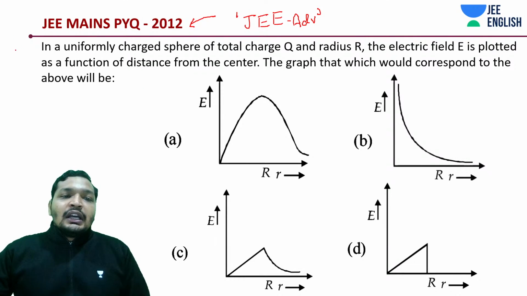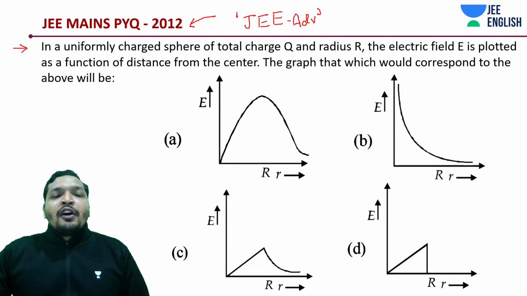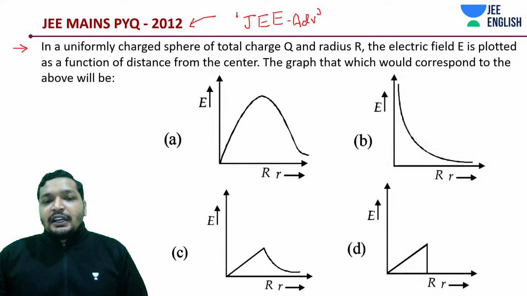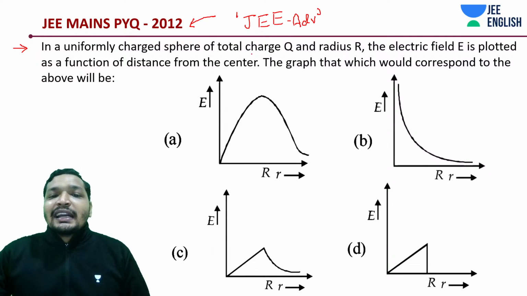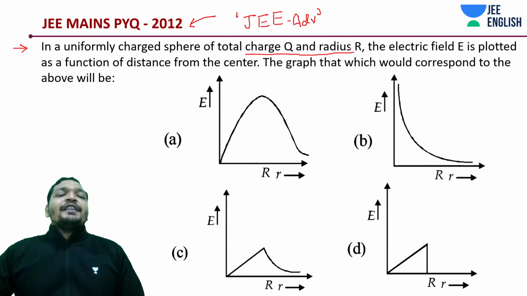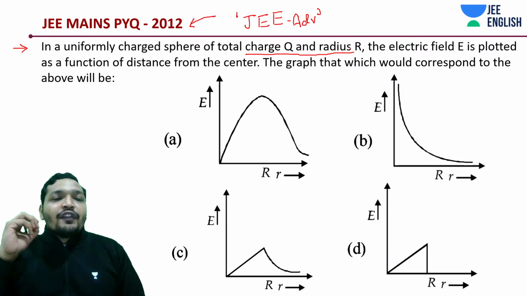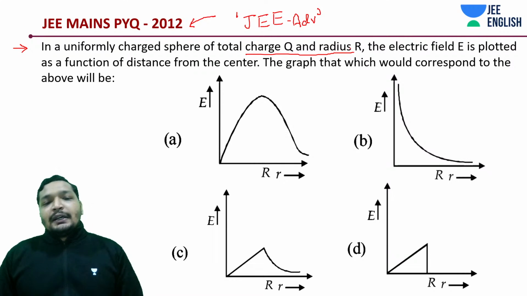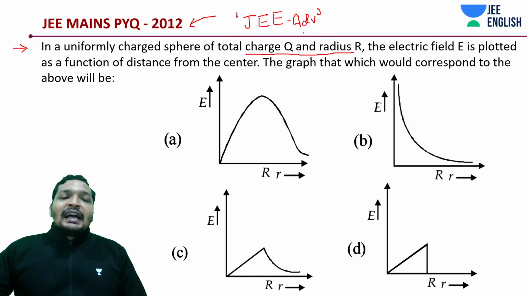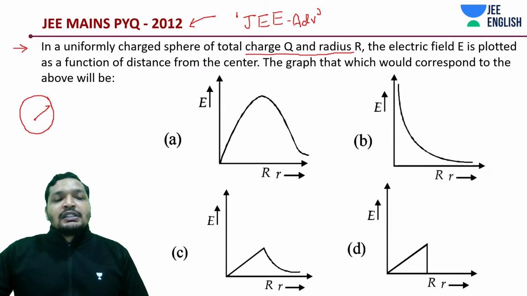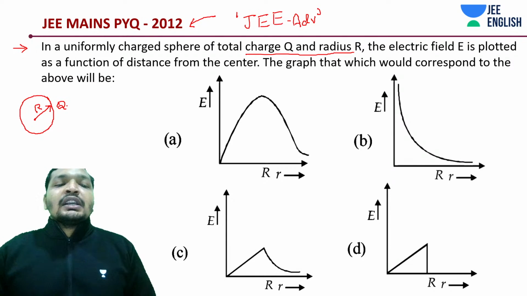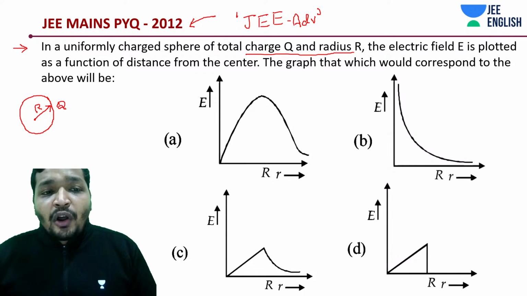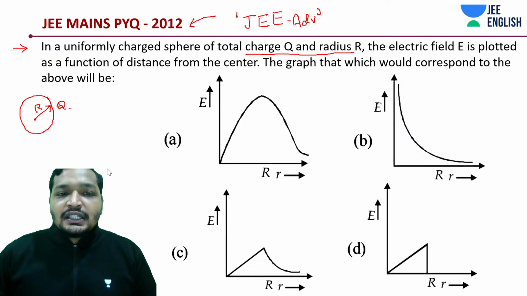What is given to you? In a uniformly charged sphere of total charge Q and radius R, the electric field is plotted as a function of distance from the center. So there is a sphere. Let me quickly draw a very small sample picture. This is not good enough, I know, but just assume this is a sphere with radius R and charge Q on it. And what are they asking you to plot? They're asking you to plot electric field as a function of distance.